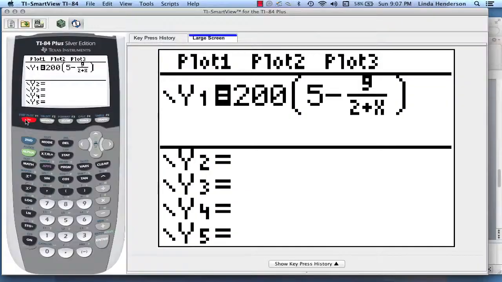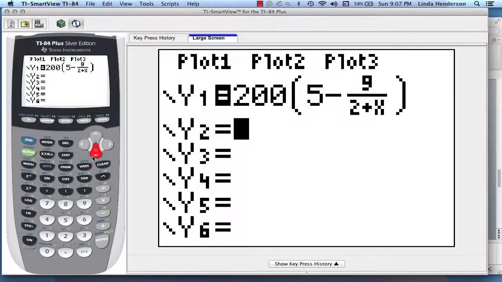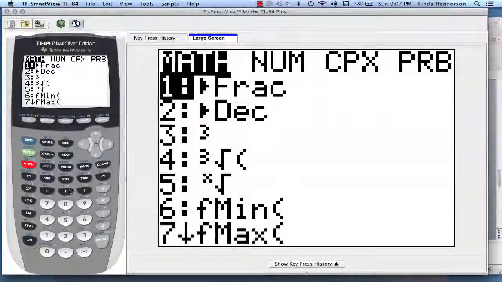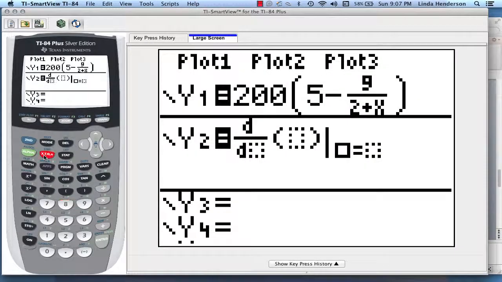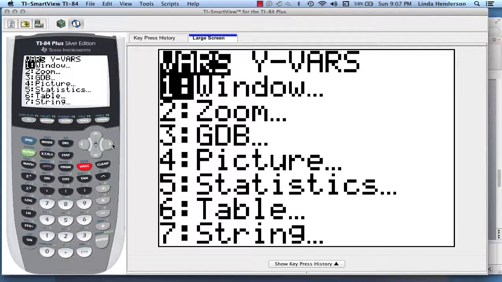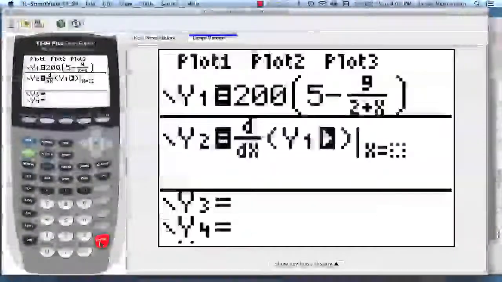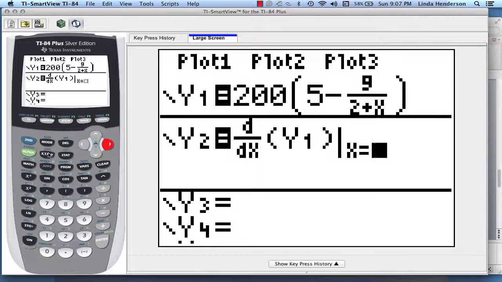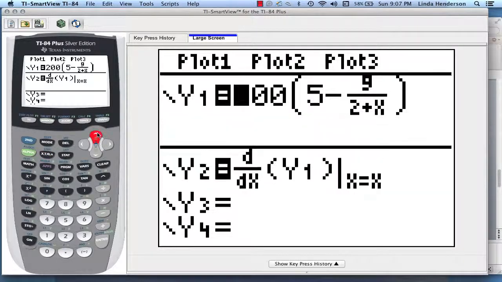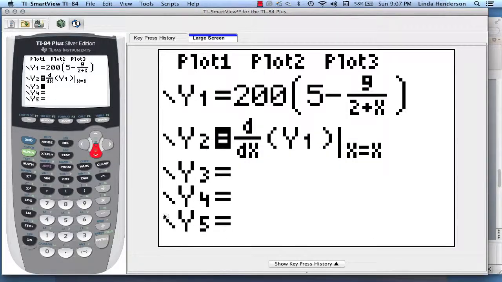All right, and under y equals, we had our equation, remember. So if we go down to y2, let's tell y2 to be the derivative of that y1 function. So remember, you do that through math 8. And we want the derivative of what we have under y1. And you're going to do x equals x, because remember, you want the graph of it. Now the other thing you might want to do is turn off the graph of your first equation. All right, so it should look like that. Remember, there's no black box on top of the equal sign for y1. That's how you know it will not graph for you.